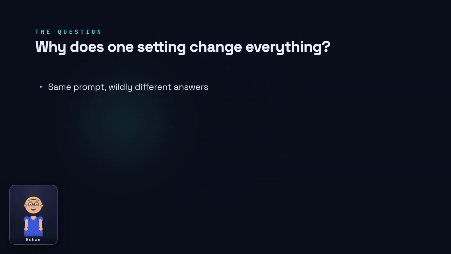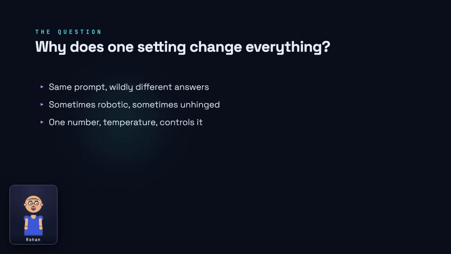If you have called a model twice with the same prompt, you have seen it. One run is safe and repetitive, another is wild and surprising. Turn temperature down and it becomes almost deterministic. Turn it up and it starts to ramble creatively. As a developer, you will set this value constantly, so it pays to know exactly what is happening underneath.